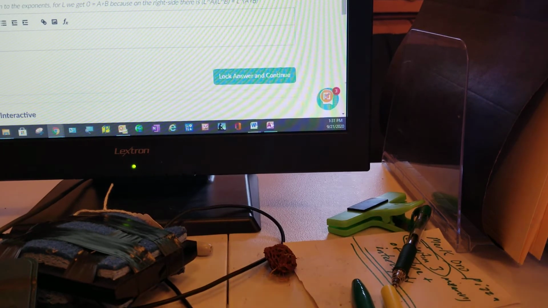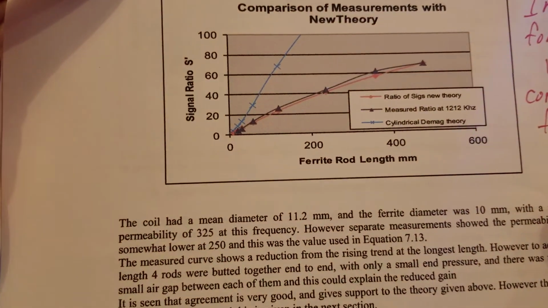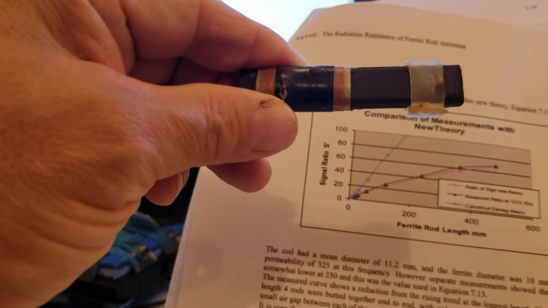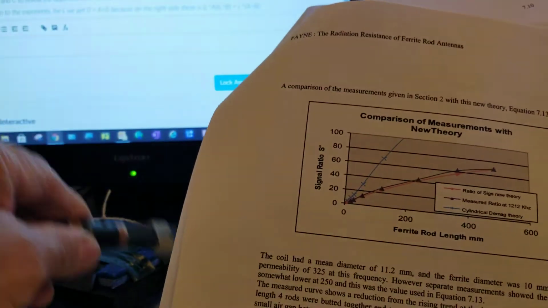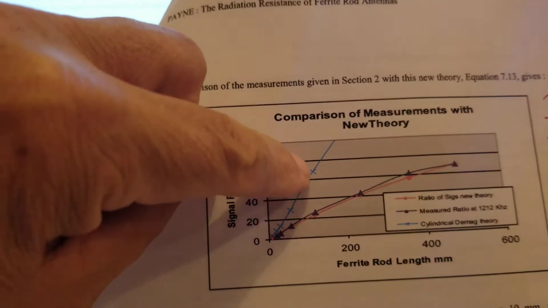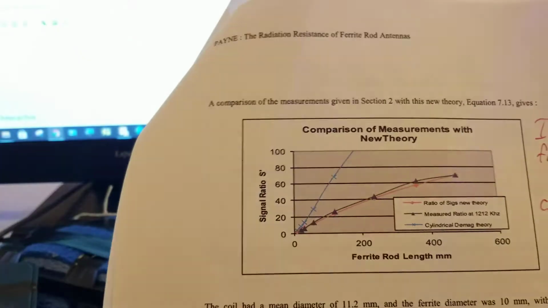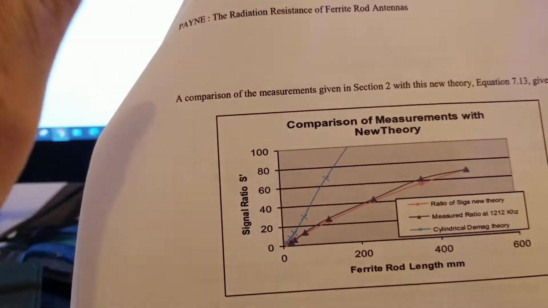So look at this graph. This is the signal ratio. So we want to figure out the signal ratio for this antenna when it's exposed to a certain amount of electromagnetic radiation from a broadcast tower. Okay. So this is what the old formula would have predicted. Now that's as you lengthen the rod. The longer this rod becomes, see this rod? You should get this kind of improvement in the signal. That's what they were saying with the old formulation.